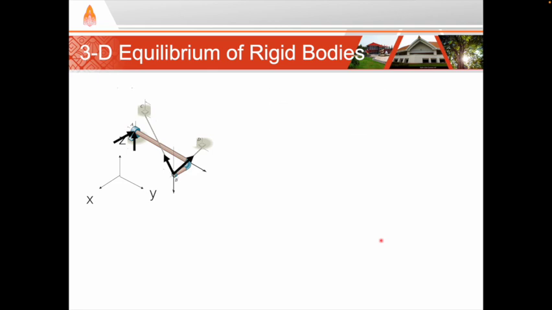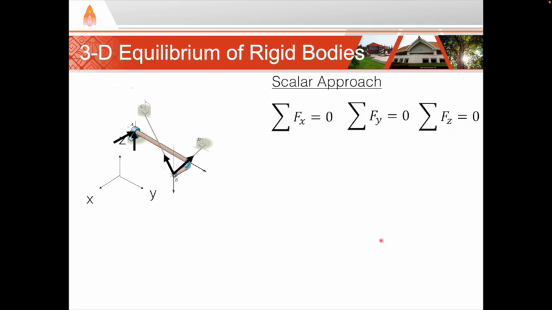Now, normally, you would have 6 equations. You can sum up the forces in the x, y, and z directions, and you can sum up the moments about the x, y, and z axes. And so these are the 6 scalar equations that you can use to solve for the unknowns in a 3-dimensional equilibrium problem.